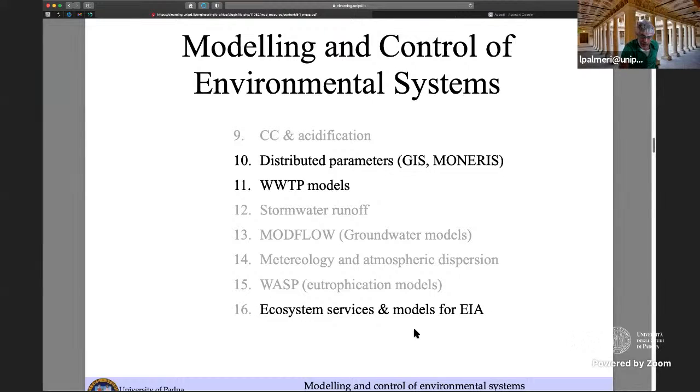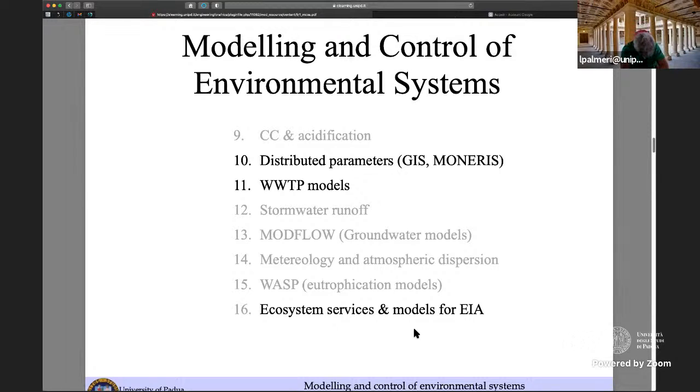Normally, I also give some lecture on wastewater treatment plants. I don't know if we will have time this year, but instead I will give you an entire lecture on ecosystem services and the use of these concepts in models for environmental impact assessment. Environmental impact assessment, I am sure you know, is one of the topics of relevance for an environmental engineer.